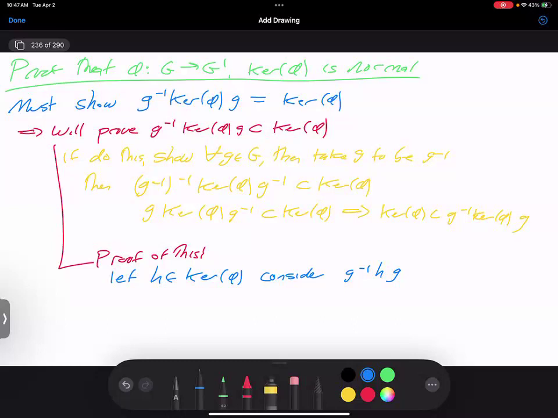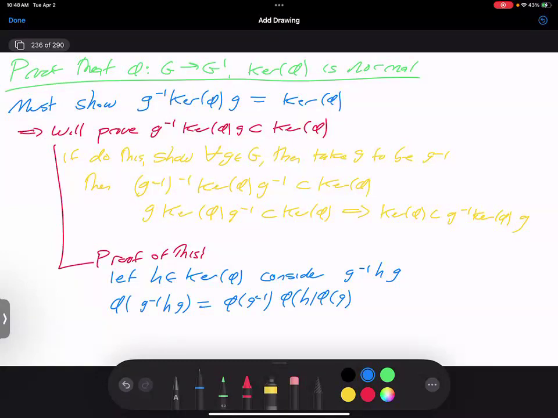Yeah, take phi of it. I mean, basically, there's nothing else we can do. We're trying to show it's in the kernel of phi. Let's apply phi to it. So phi of g inverse h g is phi of g inverse, phi of h, phi of g, because phi is a group homomorphism. But what is phi of h?